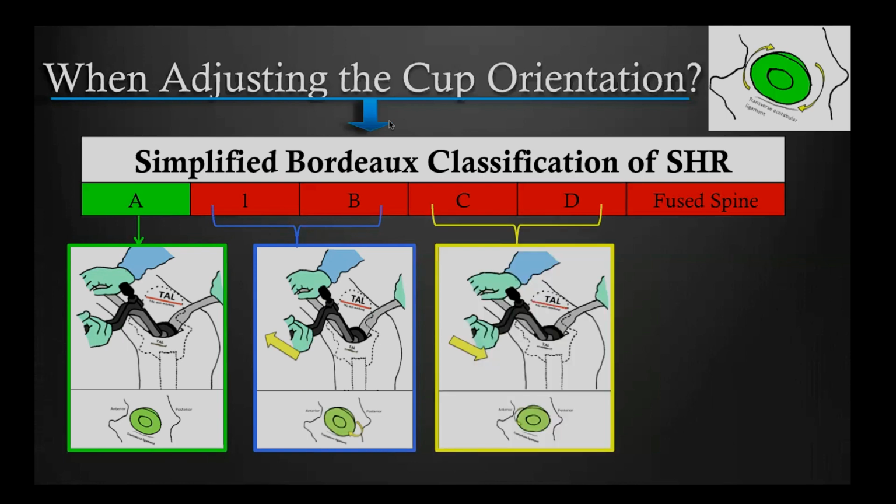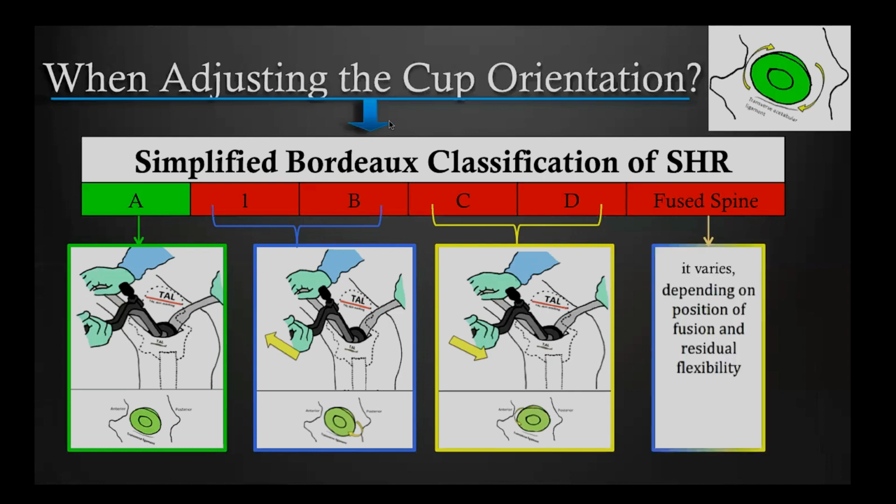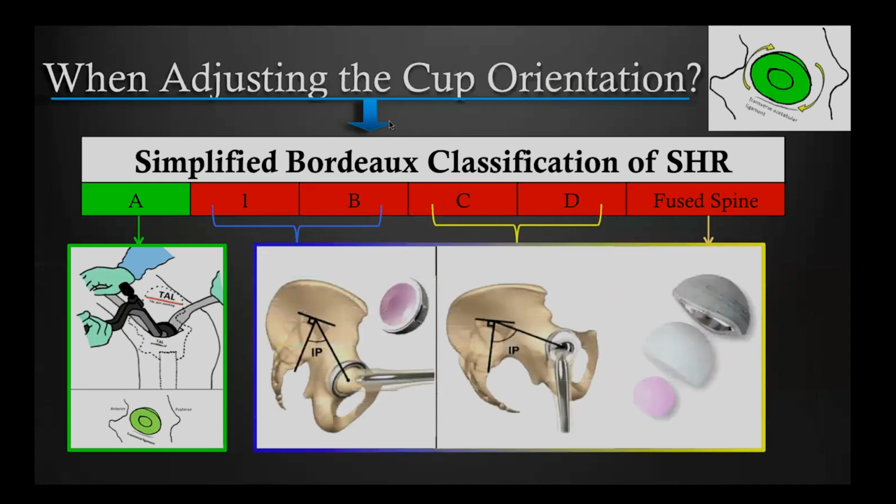For the type C and D, those patients are, when standing, at risk of posterior prosthetic impingement and anterior superior edge loading. So for those patients, we will reduce slightly cup anteversion relative to the transverse ligament. And also, we will maintain the inclination of the cup between 40 and 50 degrees. For the fused spine type, this will depend on how the patient has been fused.